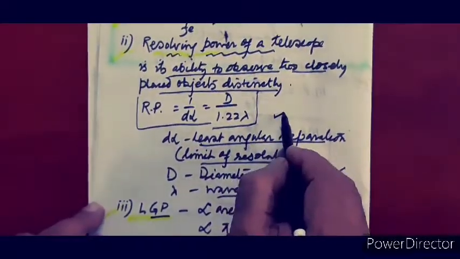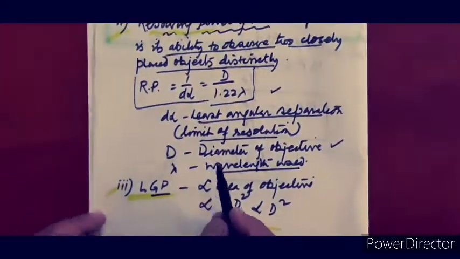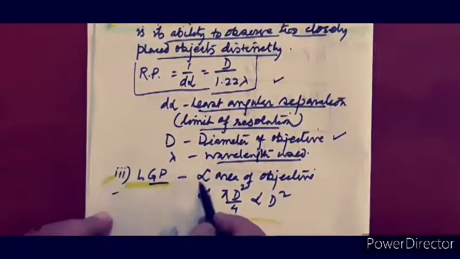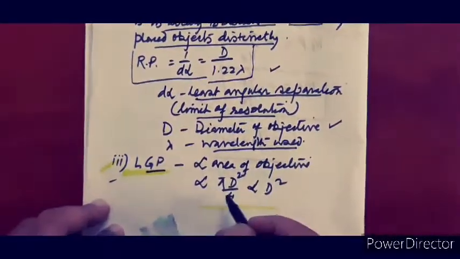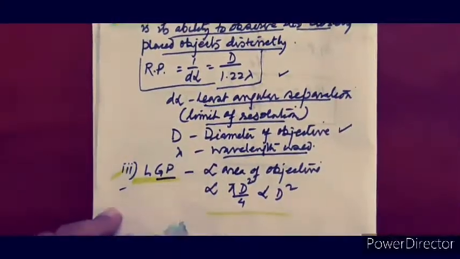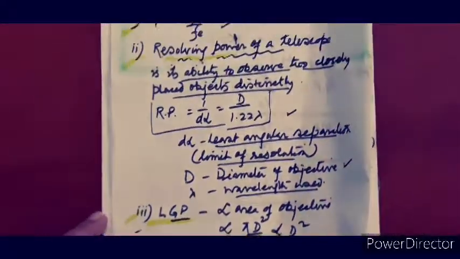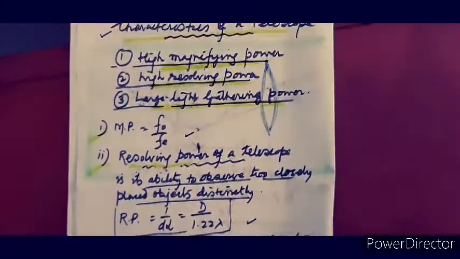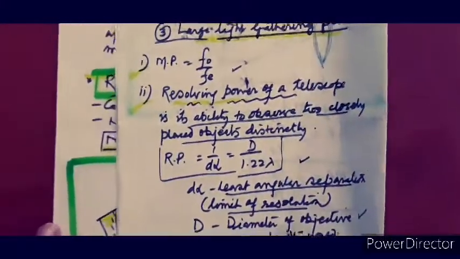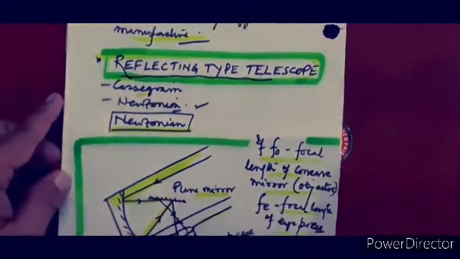Some conceptual questions are asked on this particular formula also, for the astronomical telescope. Number three, large light gathering power, which is directly proportional to the area of the objective. If the area of the objective is more, light gathering power will be larger. Now come to the point, what are the limitations of this refracting type of telescope?